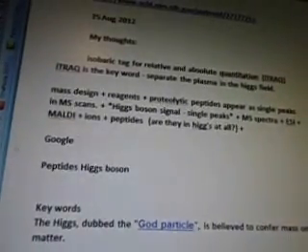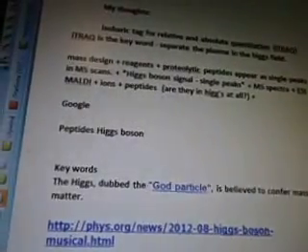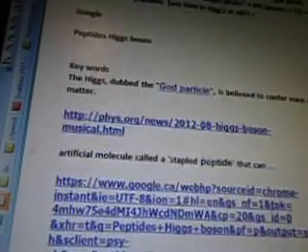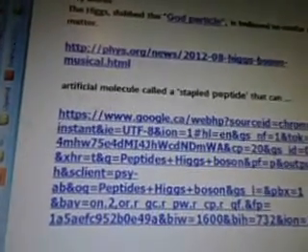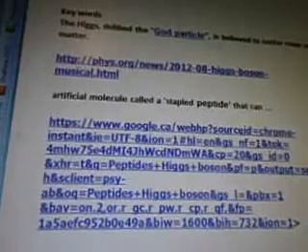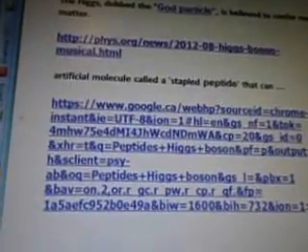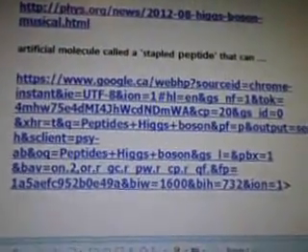plus the MS spectra plus ESI plus MALDI plus ions plus peptides. Are they in Higgs at all? Plus Google peptides Higgs boson. I want to see if they're in there. Keywords: the Higgs dubbed the God particle is believed to confer mass on matter. That's from phys.org. Artificial molecule called a stapled peptide that can. So it did come up. And it says Higgs boson, and there's the search thing for Google.